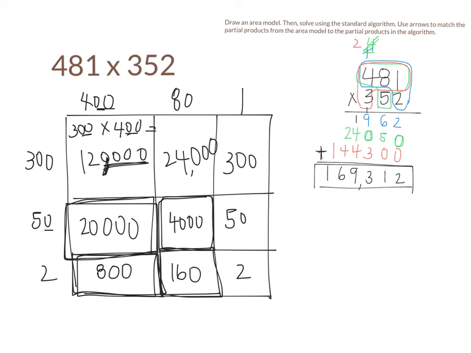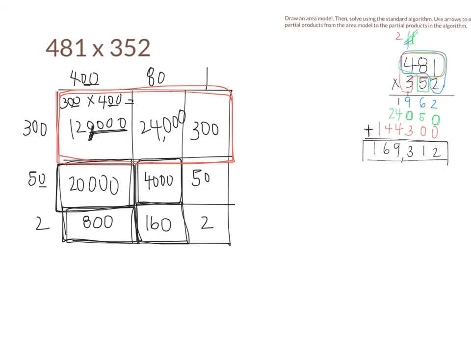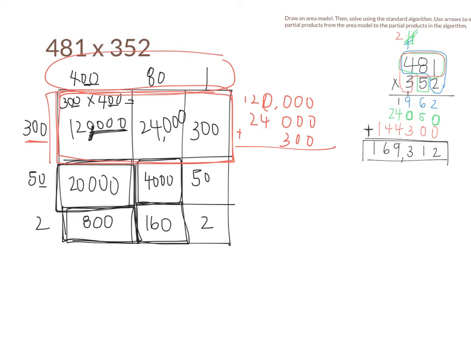Yes? Okay, very good. I'm really doing 300 times what? 481, right? So I can do 120,000 plus 24,000 plus 300 to find out the total area of this horizontal piece. Do you guys agree? So it's 144,300. Have we seen that partial product before? Yeah. It's the same partial product as when we did 300 times 481. Do you see that?